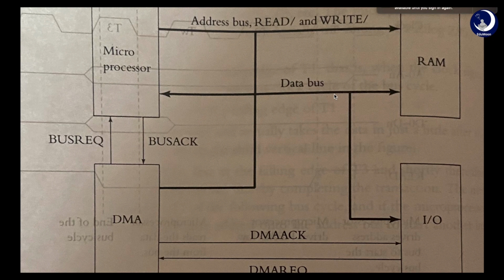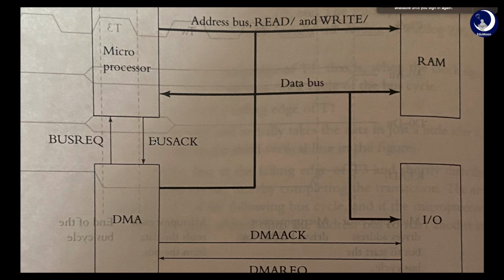Once the data has been written, all these signals have to be released. It releases the DMA acknowledgement signal, and this releases the bus request signal. The microprocessor releases the bus acknowledgement signal, and now it continues executing instructions. This is how it works. Got it?